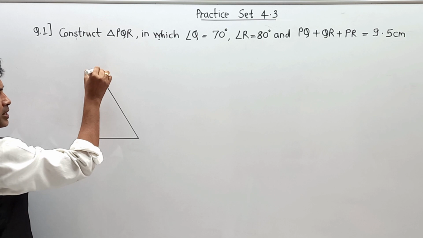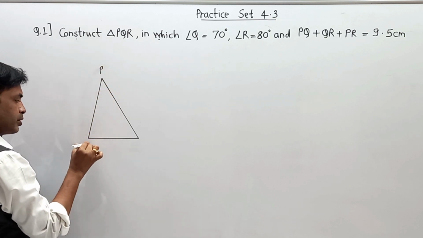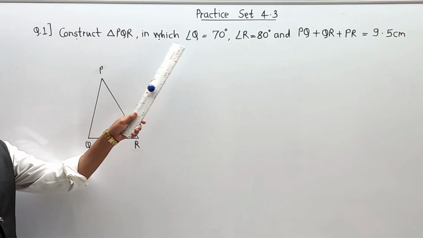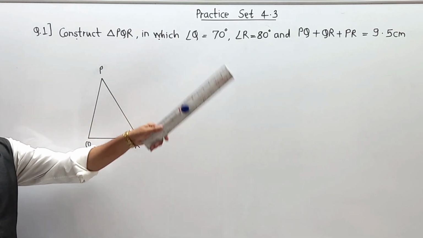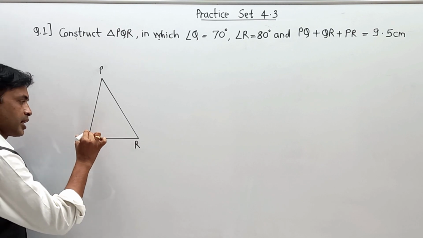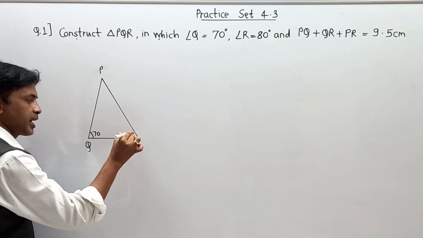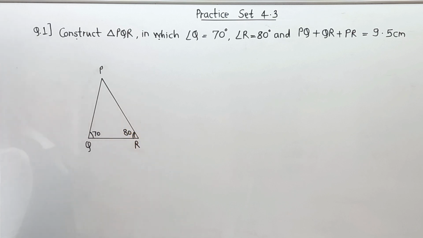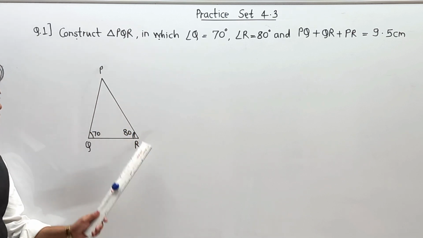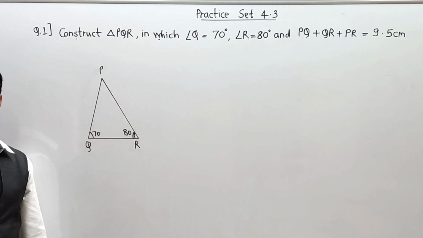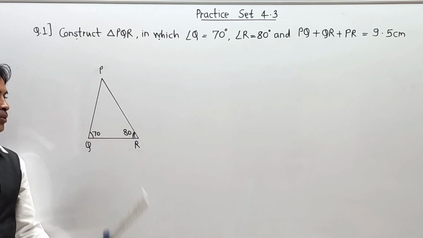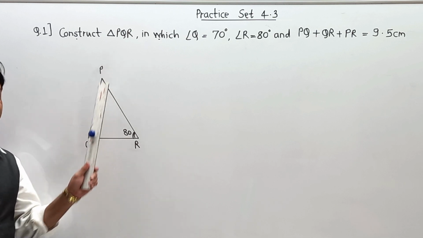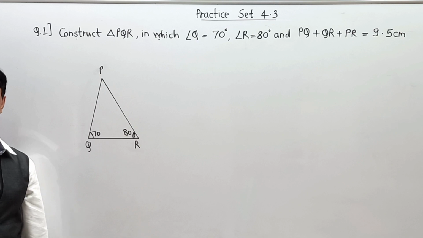Let us say, as per their condition, this is a triangle PQR. In triangle PQR, angle Q is 70 degrees and angle R is 80 degrees. These are the two angles. And PQ plus QR plus PR, this addition, is 9.5. Now it is very critical when you draw such a diagram. First of all, we should be able to understand that the addition of these three sides must be 9.5.